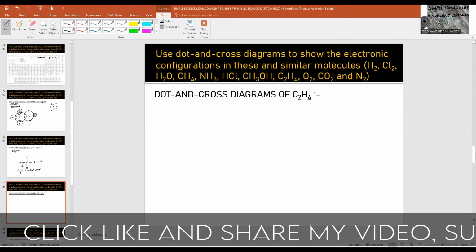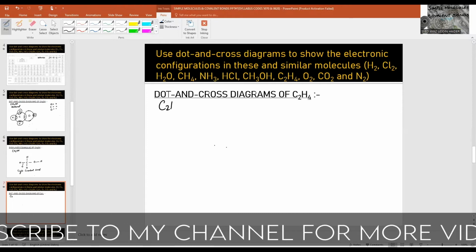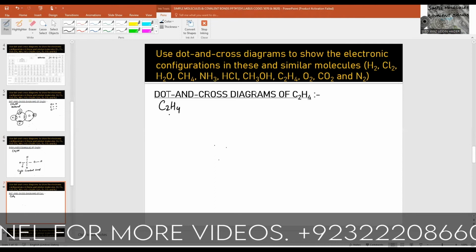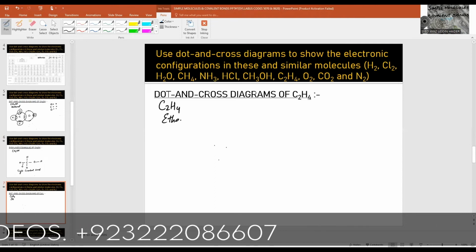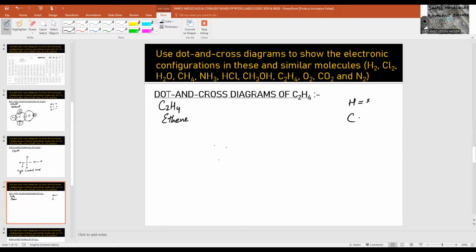The next one is C2H4. It's known as ethene. First, I will show the key on the right hand side. For hydrogen, I'm using cross. For carbon, I'm using dot.